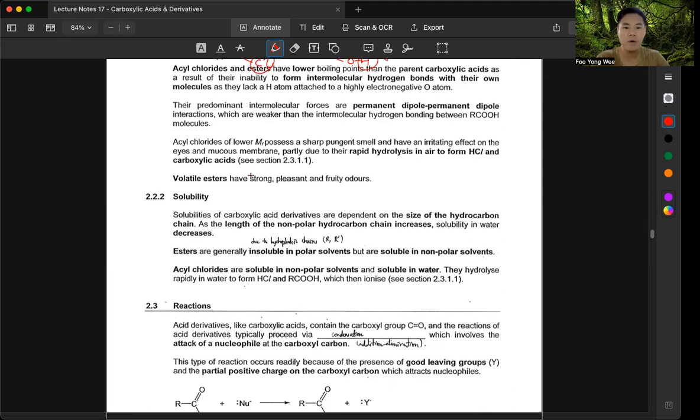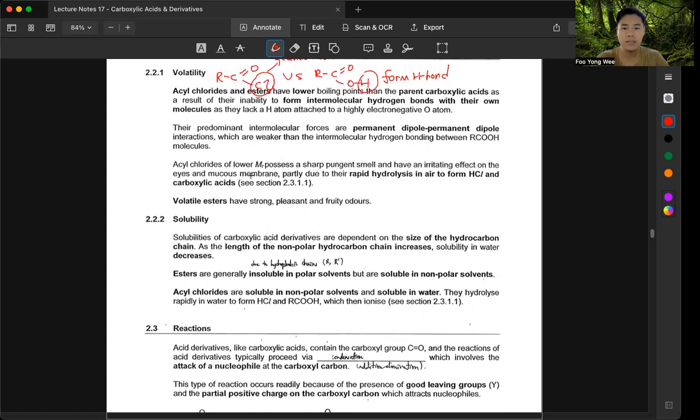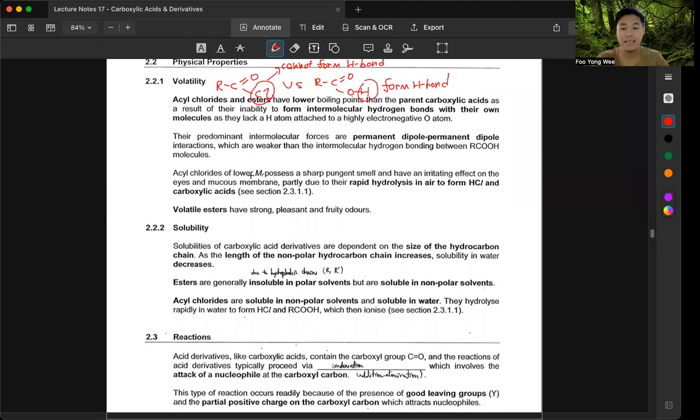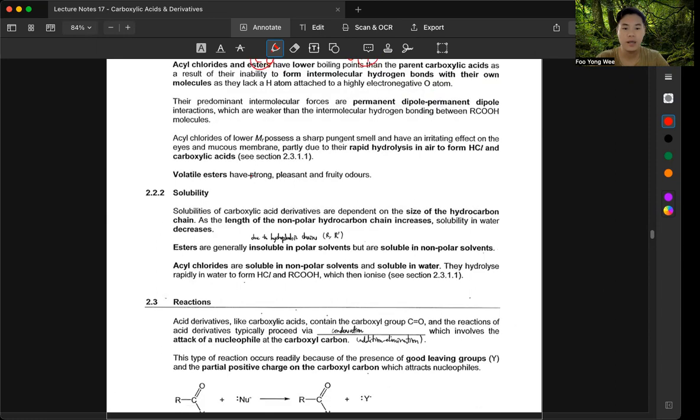Acyl chloride of lower Mr possess a strong pungent smell and is irritating to the eyes because they rapidly hydrolyze in air to form HCl. HCl is irritable to your eyes. The carboxylic acid as well. Volatile esters have a strong presence and fruity odors, but not all of them. Some esters are quite smelly also.